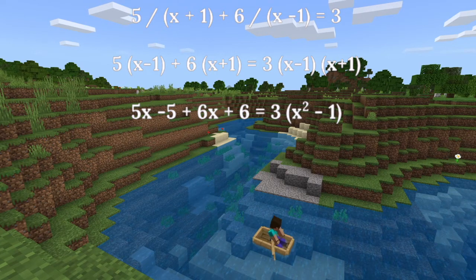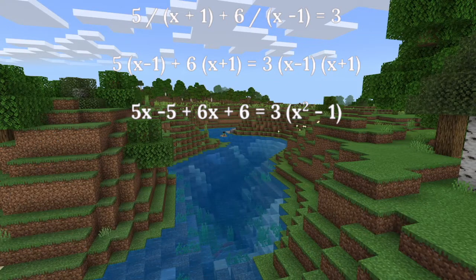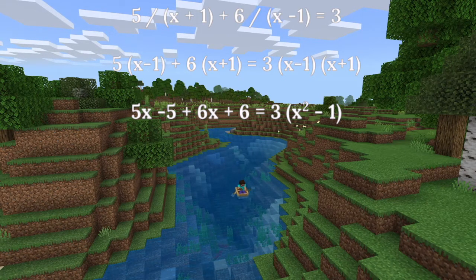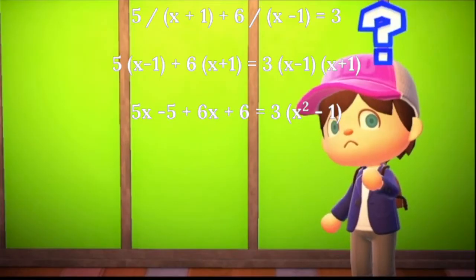You still have 5x minus 5 plus 6x plus 6 on the left. And so after all that, your equation should look like 5x minus 5 plus 6x plus 6 equals 3x squared minus 3. Now from there, on the left side, we have some like terms.